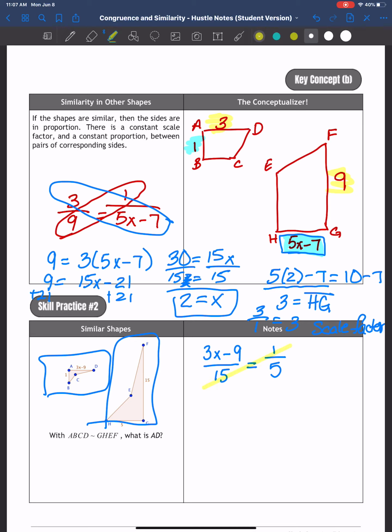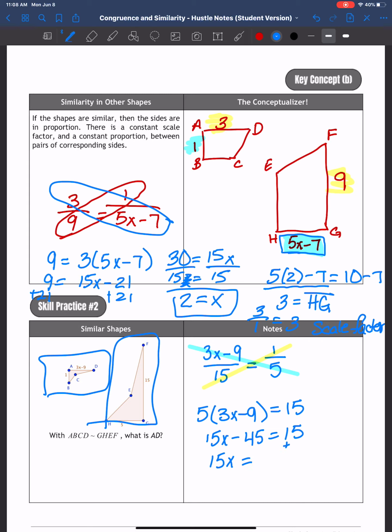So cross multiply. You're going to cross multiply that and that, which will get you 5 times 3x minus 9 equals 15. 15x minus 45 equals 15. 15x equals, you're going to add your 45, 60, x equals 4.